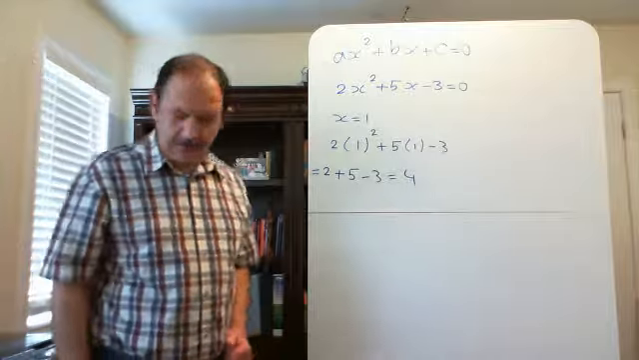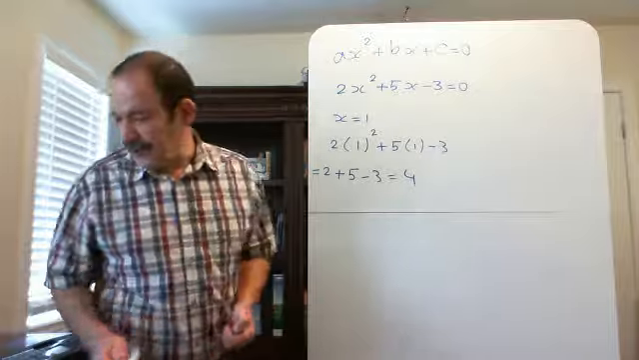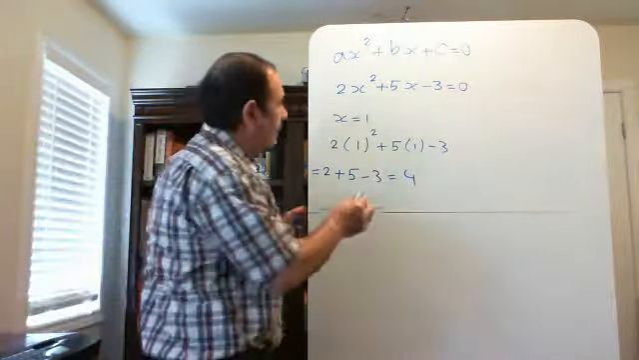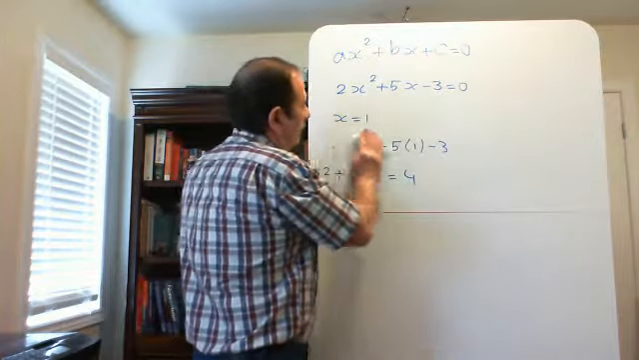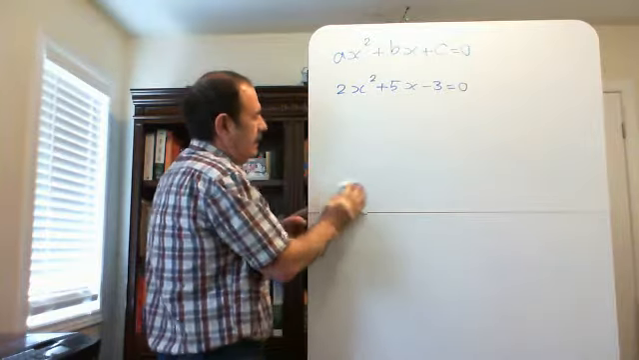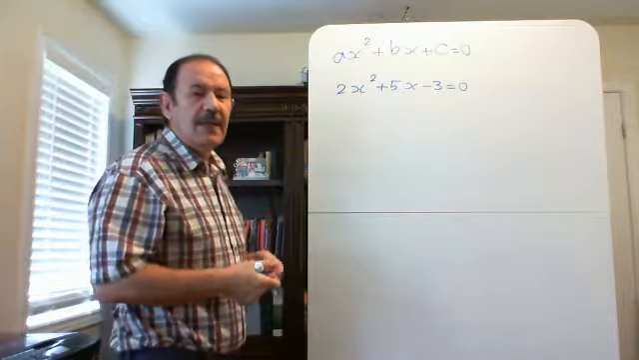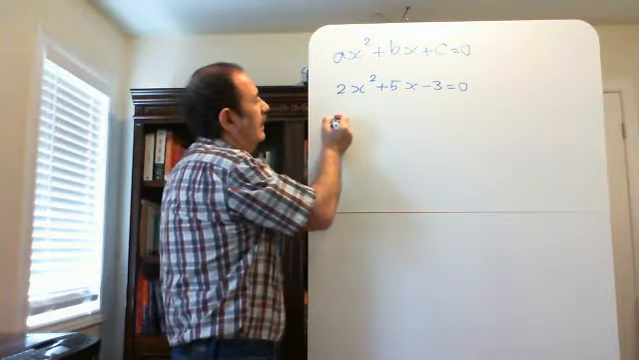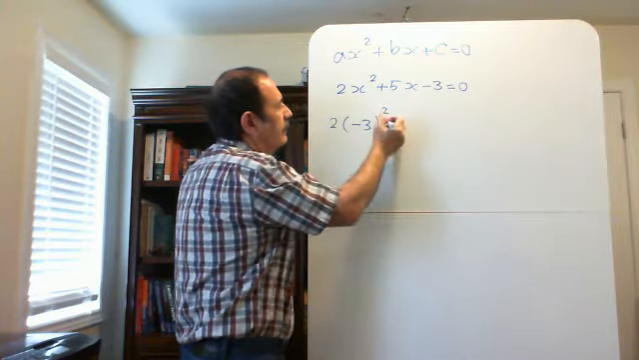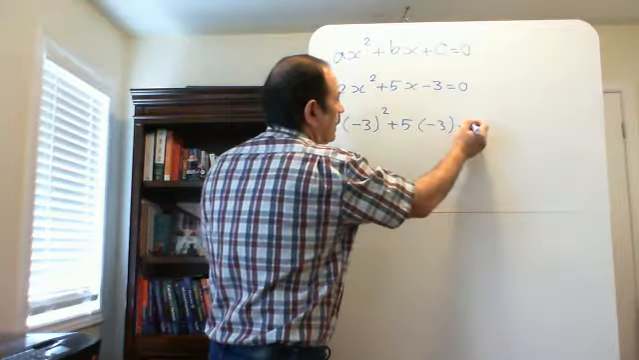Now let's test another value. Let's say if x equal negative 3. We want to check if negative 3 is a solution of this equation or not. So instead of x, just substitute negative 3. It's going to be 2 times negative 3 to the power of 2 plus 5 times negative 3 minus 3.